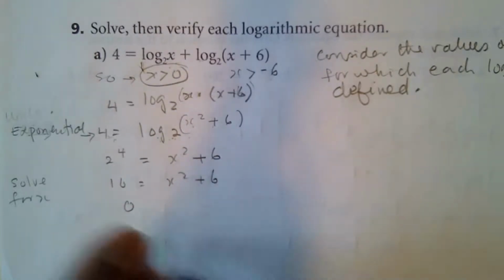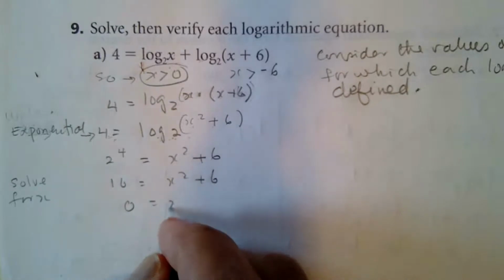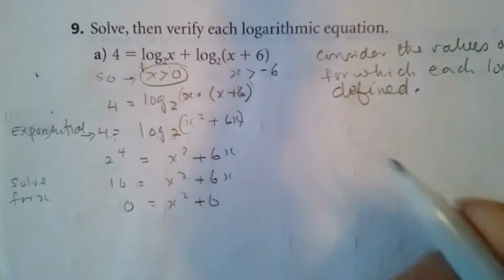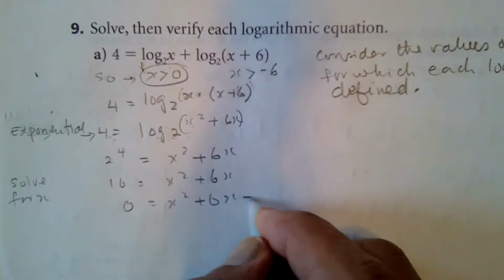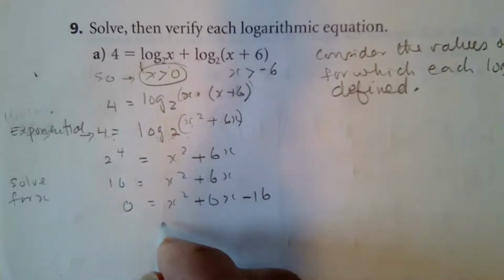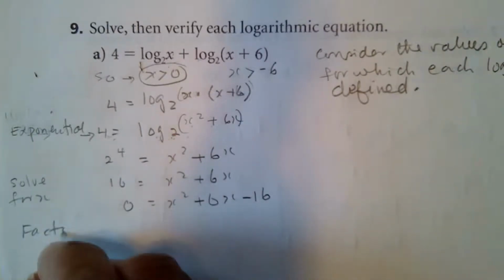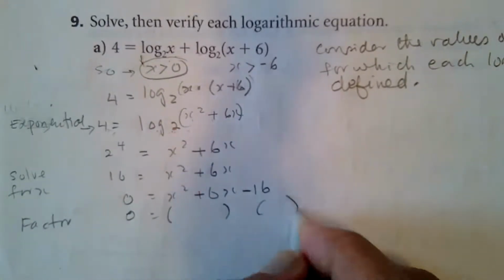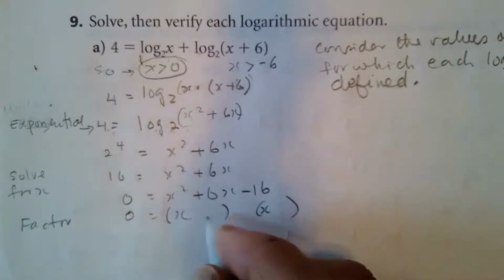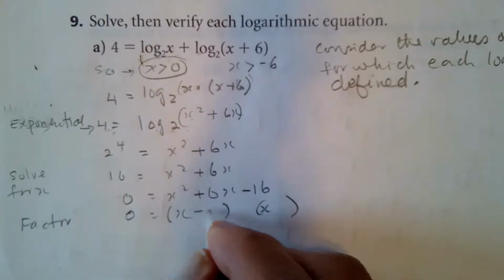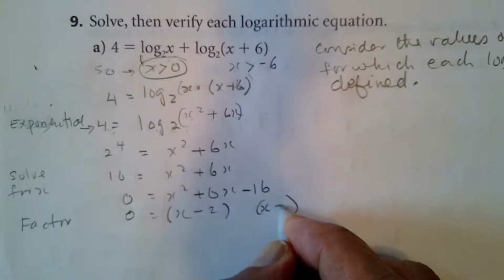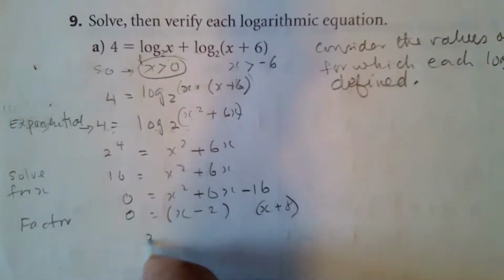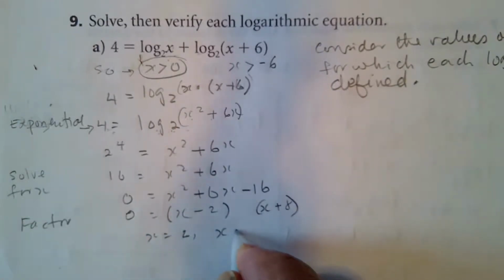So 0 is equal to x squared plus 6 minus 16, which gives x squared plus 6x minus 16. So factor. This gives us x minus 2 and x plus 8. So roots are x equals 2 and x equals negative 8.